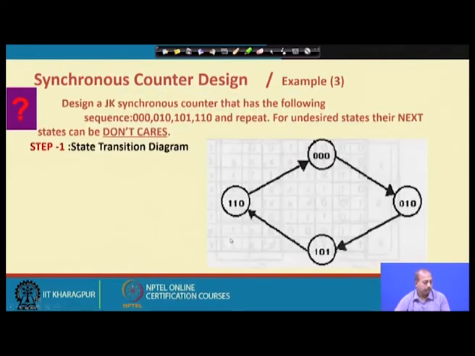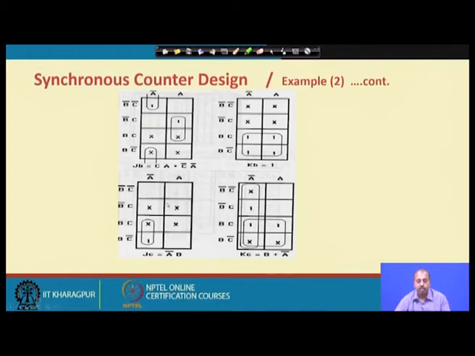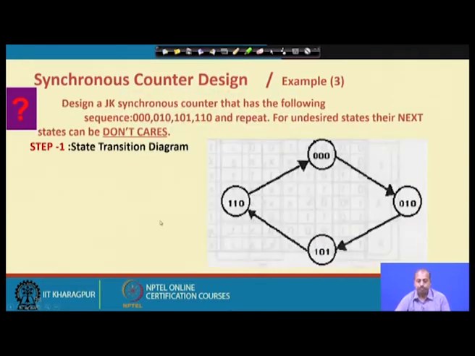Now the final circuit is not shown here, that is just another step. You have got 3 flip flops and then you have got the appropriate logic connected to the J and K inputs of the individual flip flops.